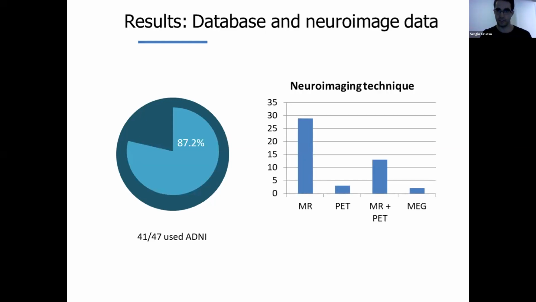Here you can see the neuroimaging techniques selected in each study, and as you can see, the majority of them used magnetic resonance. Also, 3 studies used positron emission tomography, 13 studies used the combination of these 2, and 2 studies used magnetoencephalography.